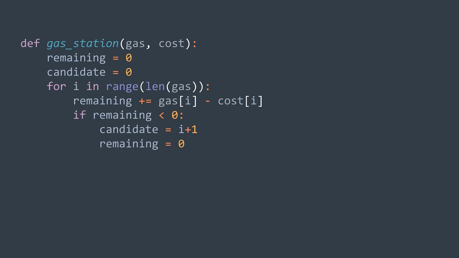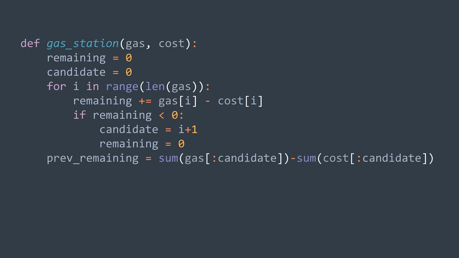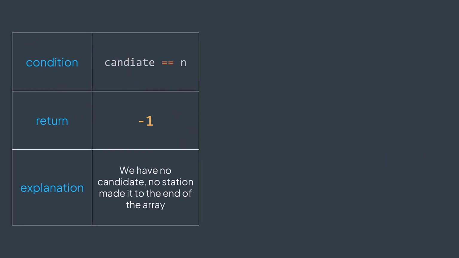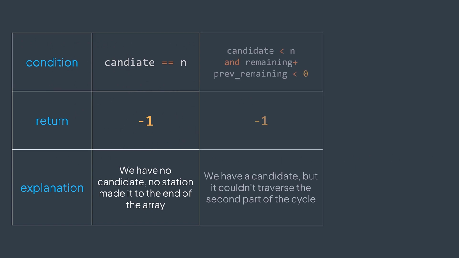After the loop, we calculate remaining gas of the path before candidate, the sum of gas minus the sum of costs of the path from 0 to candidate exclusive. Now we have three possible cases. We have the case where candidate is equal to n. It means that we reach the end of the array without finding a potential station. No station made it to the end of the array. We return minus 1.